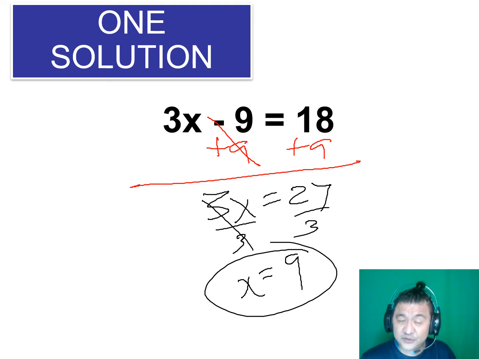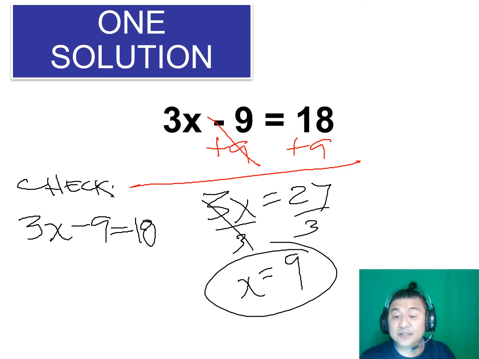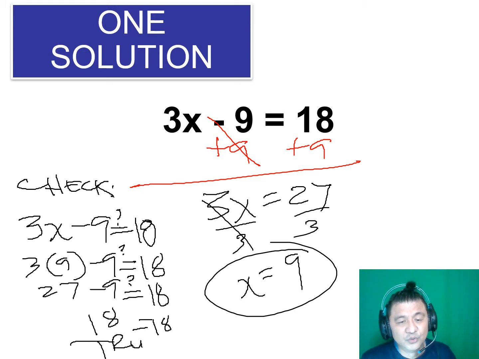And if you give it a try, so 3 times x minus 9, substitute to check. This is what we call check. Are you sure it will really give me an equal equation? So 3 times 9 minus 9, is it equal to 18? We're putting a question mark on the equal sign. So that's 27 minus 9 on the left. Is it equal to 18? The left side is 18. The right side is 18. So write the word true.